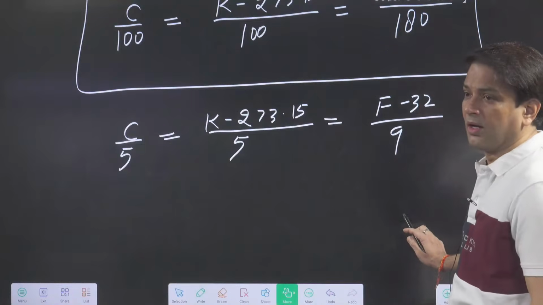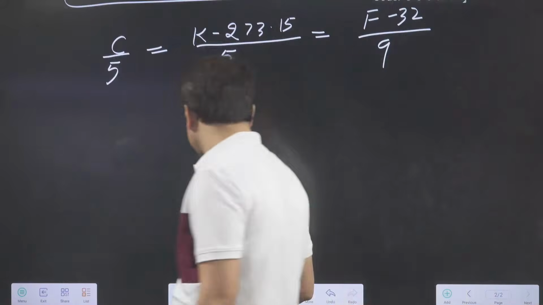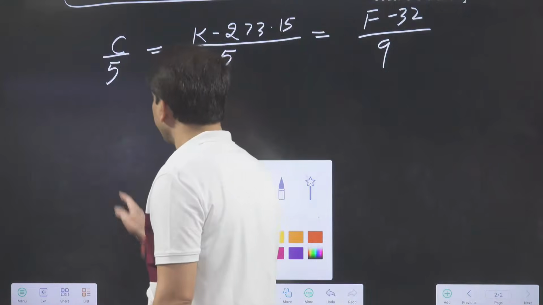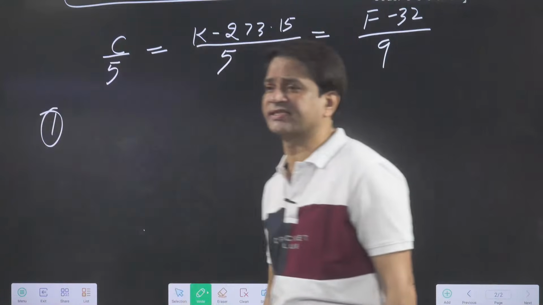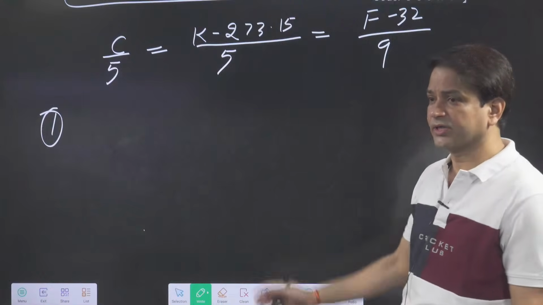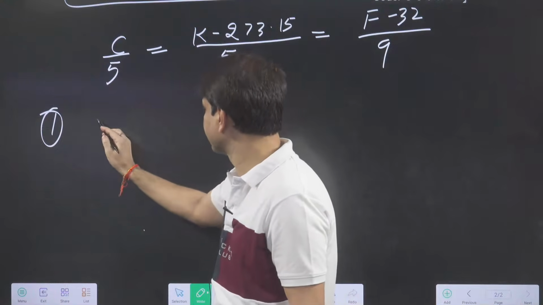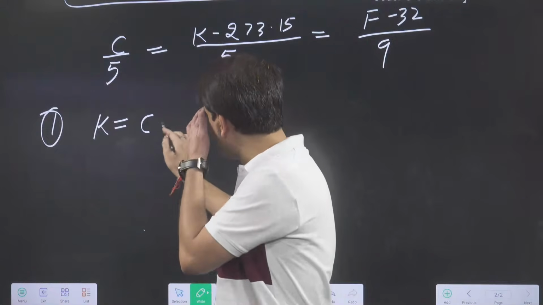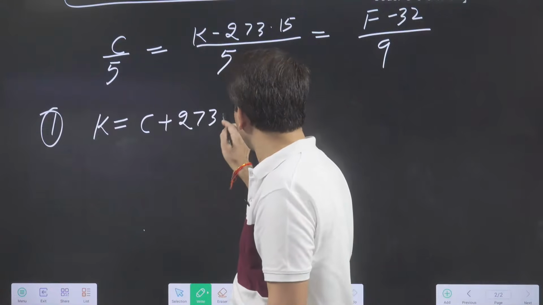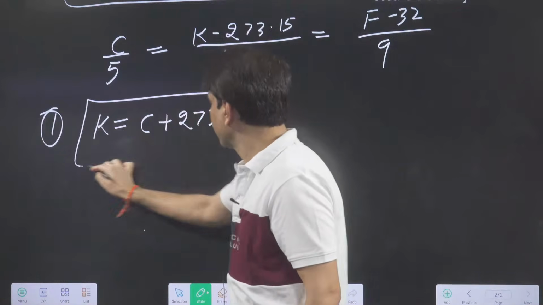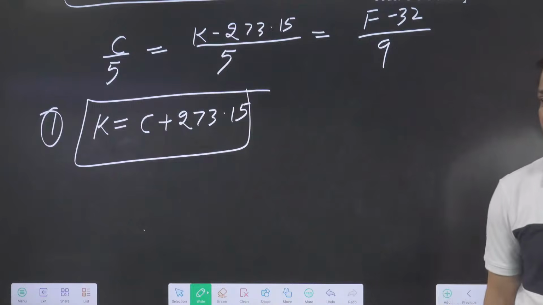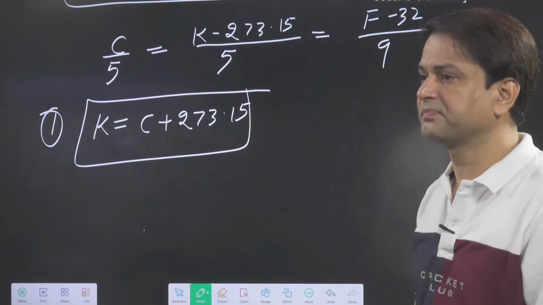Okay, so by using this, what is the relation between Celsius and Kelvin? Suppose I want to find the relation between Celsius and Kelvin. The 5 and 5 get cancelled out, so K is equal to C plus 273.15. So this is the relation between the Kelvin and Celsius scales.